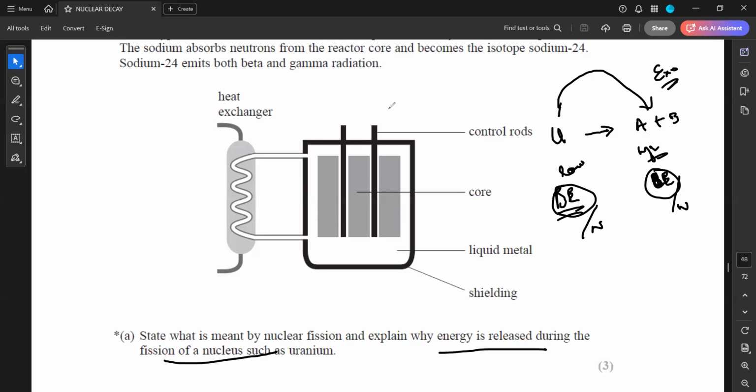You can also relate it to the change in mass, because whenever the total overall mass decreases, the mass is converted into energy, and that is why the energy is released to the surroundings.